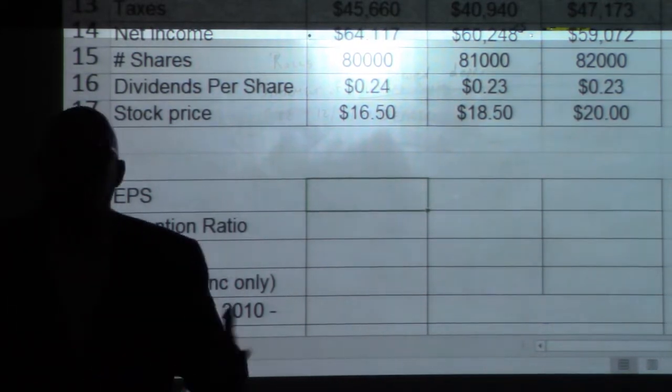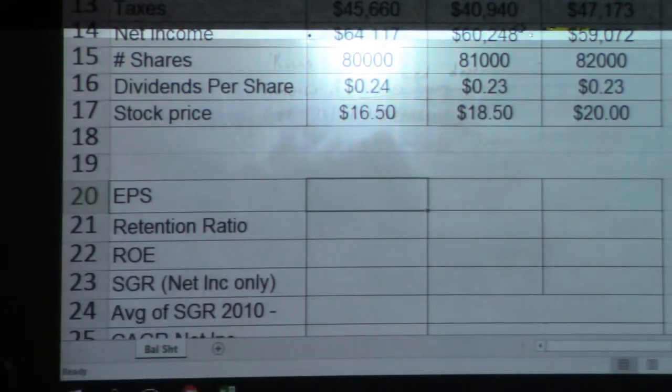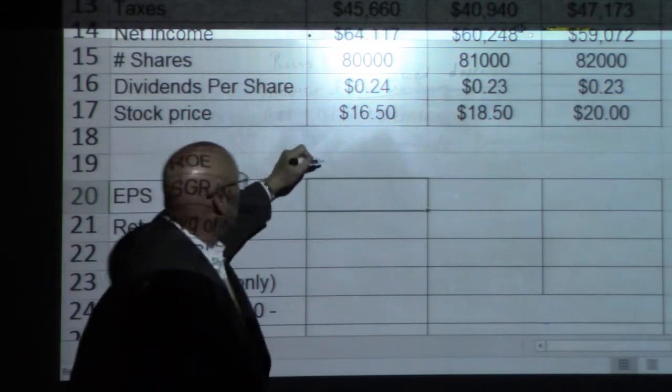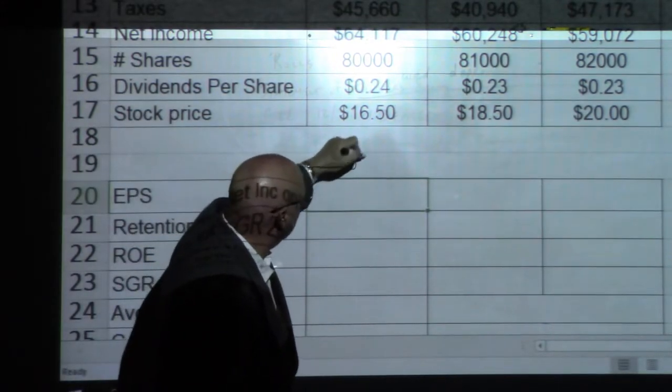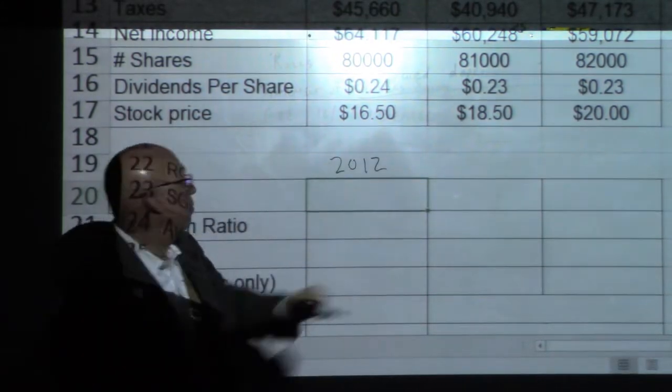What is a stock worth? What is a fair price to pay for a stock or for a company? Okay? So let's start by gathering the fundamentals. Okay? And so let's compute earnings per share for the last 3 years. So we've got, let's go ahead and we'll just put this here, 2012. Hopefully you can read that.